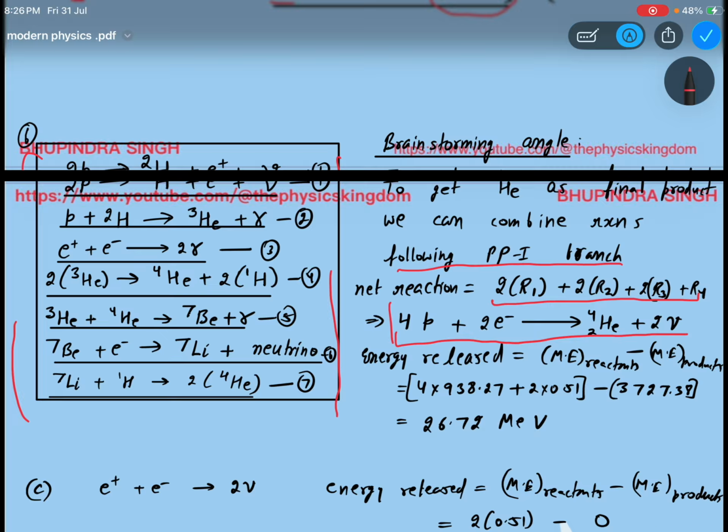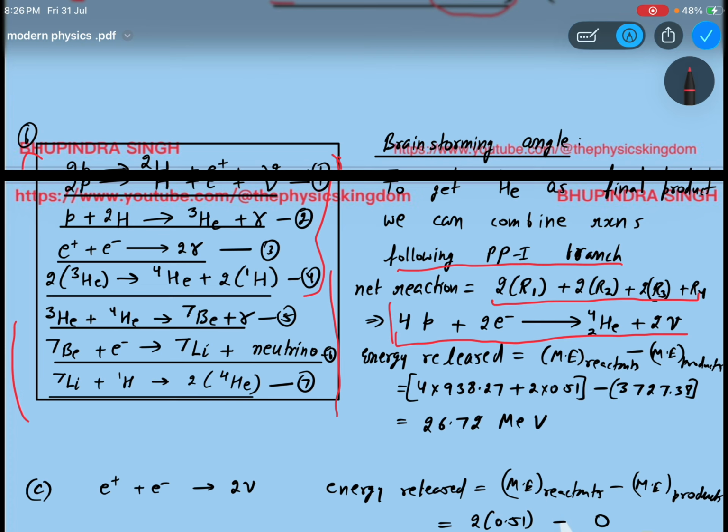First you can just add. Means how am I getting this net reaction, beta? I have just added reactions 1 to 4. So adding these 4 reactions, I am getting this. Now in any other question there can be something else. You have to brainstorm, by subtracting 1 from 2, or 2 reactions from 3, like this.